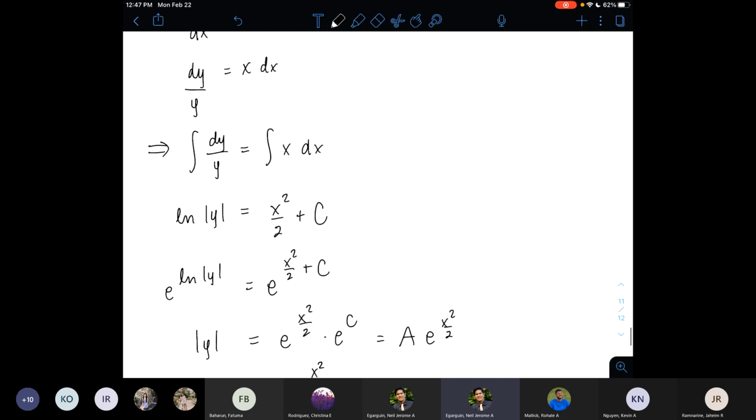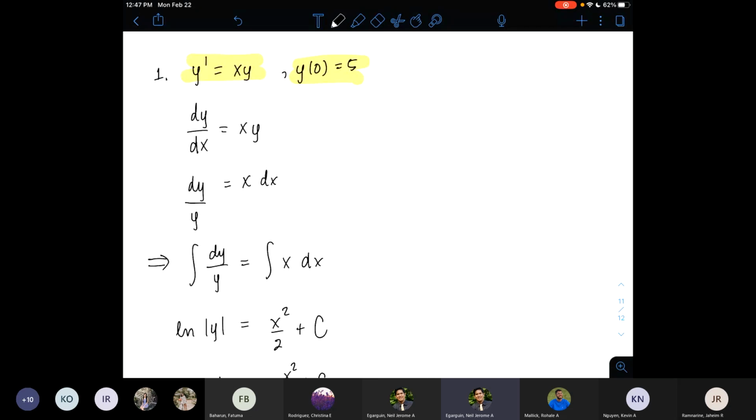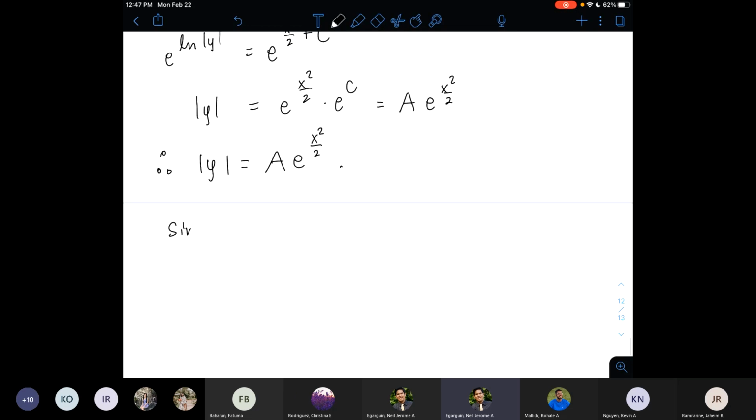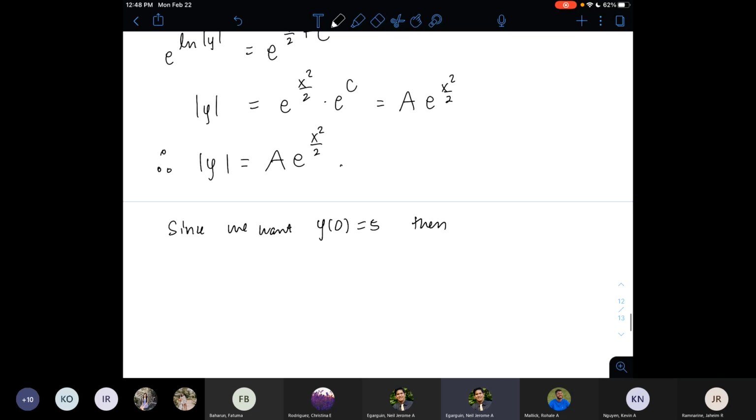But remember in the problem, we have an initial condition here. We want that the value of y when x is equal to 0 is equal to 5. So if you have an initial condition, that can make the solution unique, right? So in particular, since we want y of 0 is equal to 5, that means when you plug in x equals 0 into the solution, you get 5. Y equals 5.